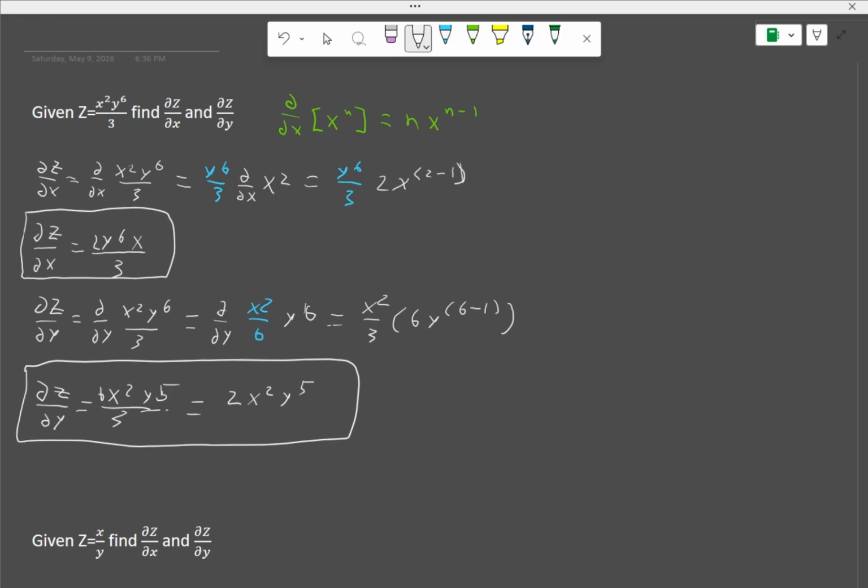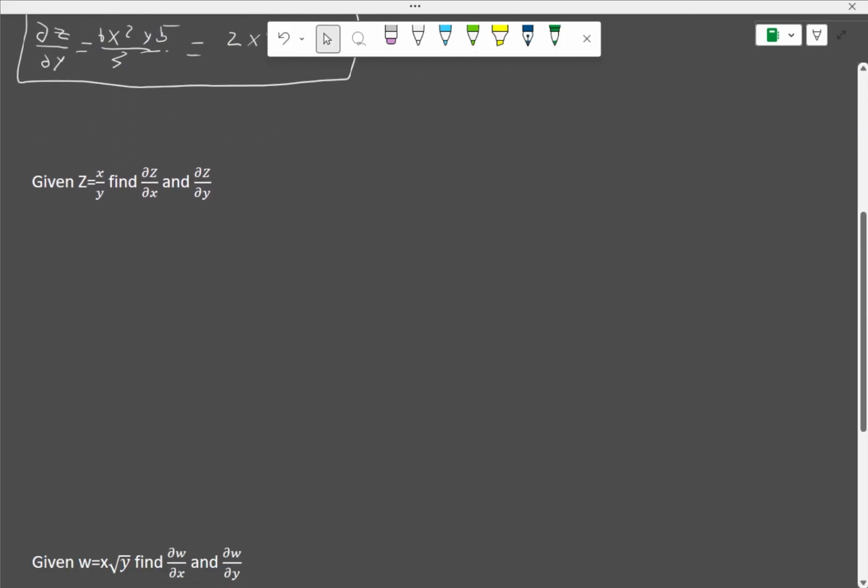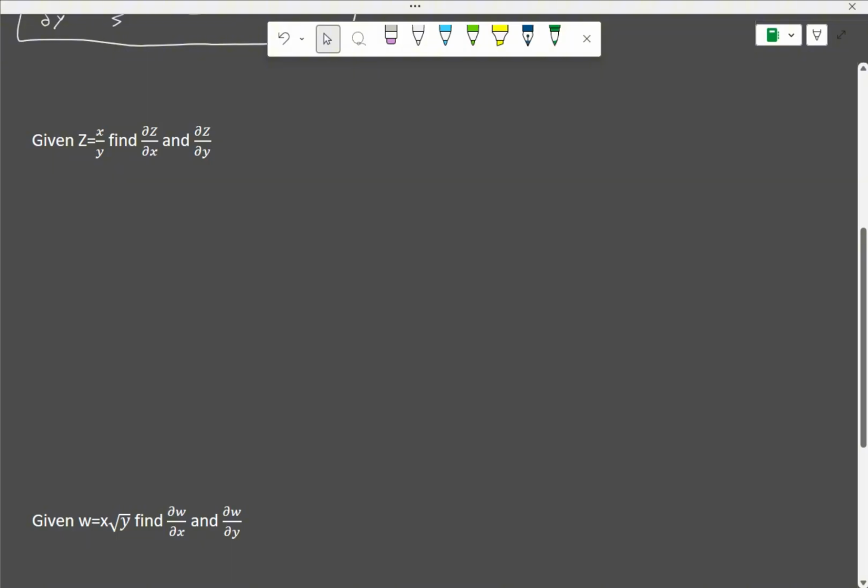And so that works well when you have the x and y in the numerator, but what if you have one of those in the denominator? So we'll go over that example. So given z equals x over y, find the partial derivative of z with respect to x and y. So we'll start with the x. That is in the numerator, so it should be the easiest.